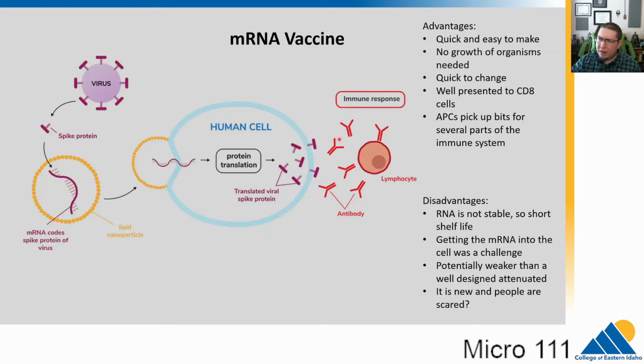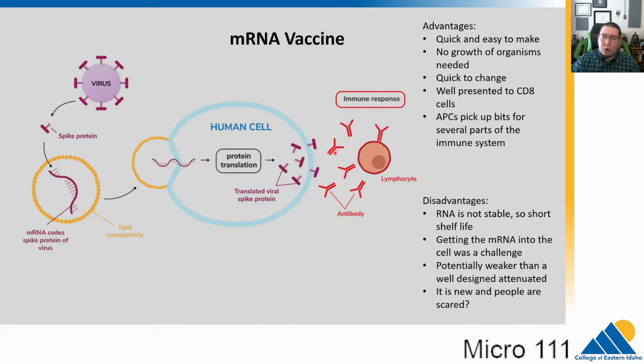So there's some great advantages here. They're super quick and easy to make. You don't have to grow any organisms in here. You can change them quite rapidly. They will present to the CD8 cells, and that gets the cytotoxic side working, as well as the humoral side with the antibodies. And antigen presenting cells can pick up these bits and display them to the immune system.